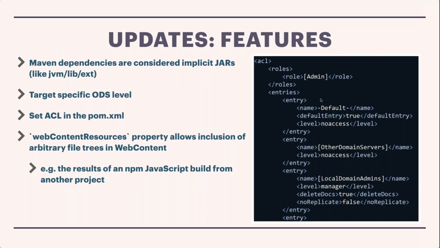Now, the main updates since last time. I've done some good work here, making it so that Maven dependencies are now considered like implicit jars. So for example, if you normally deploy something to JVM libext, you can include it in your Maven project just as a dependency. And then when you build your NSF, that's not included in the NSF, but it is in the class path. So that is to mirror that sort of experience.